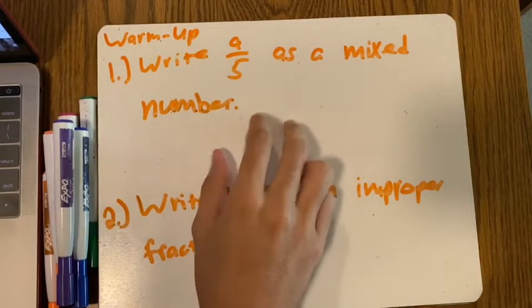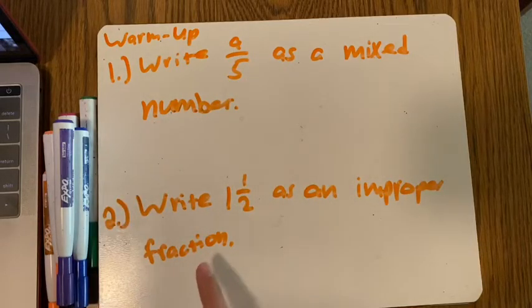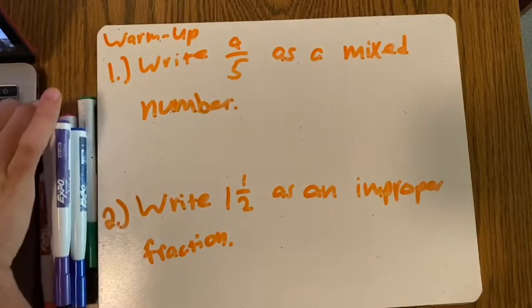This is your warm-up. Number 1 says write 9/5 as a mixed number, and number 2 says write 1 whole and 1/2 as an improper fraction. Go ahead and pause the video and solve them.